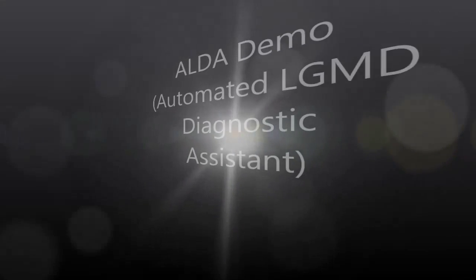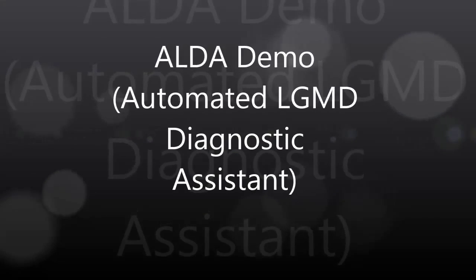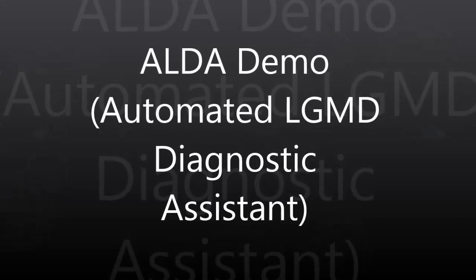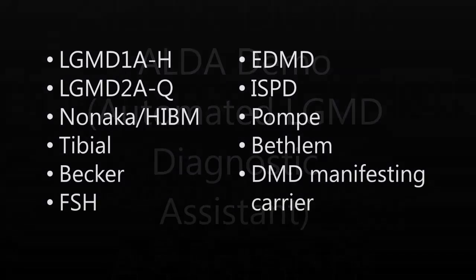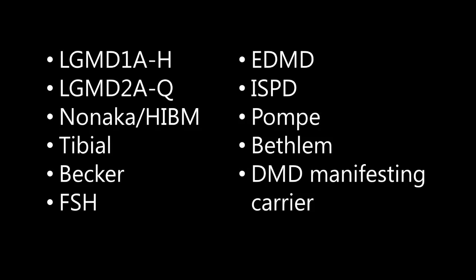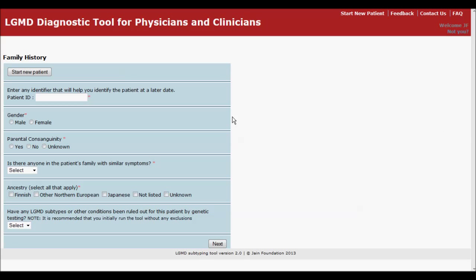The LGMD diagnosis tool was designed to help physicians diagnose patients that are thought to have some type of LGMD. It includes all the genetically defined LGMDs, as well as a number of muscular dystrophies with overlapping clinical phenotypes that could be mistaken for one of the LGMD subtypes. Using the diagnosis tool is easy.